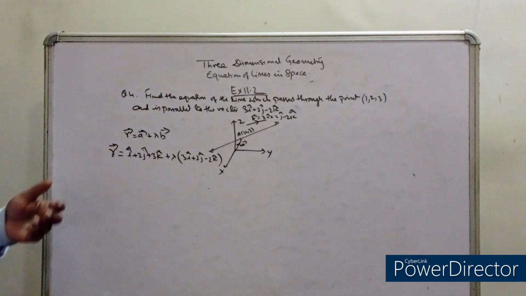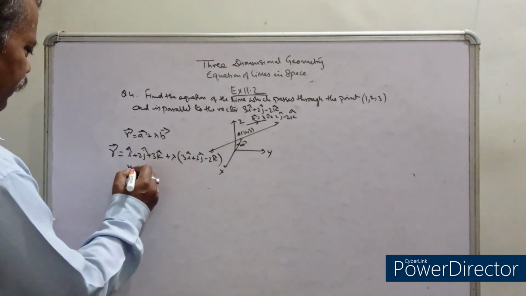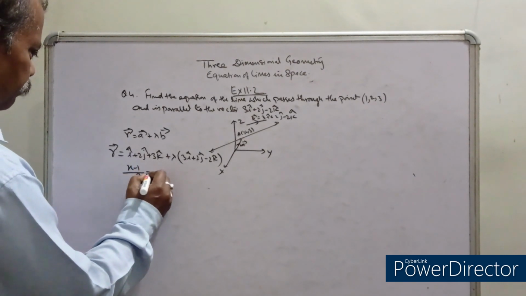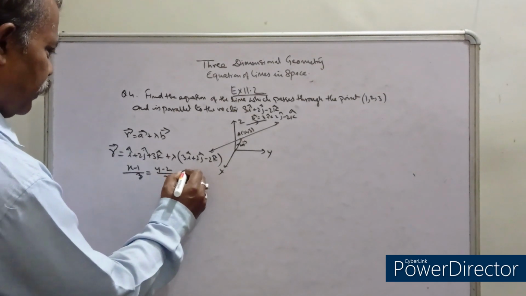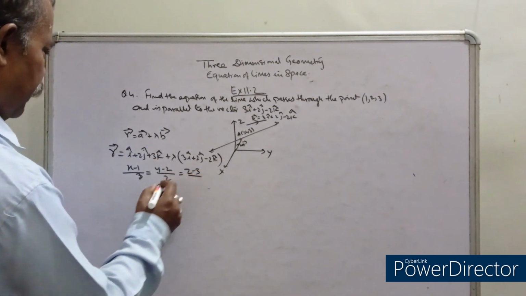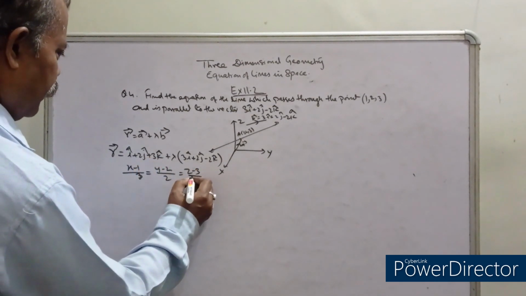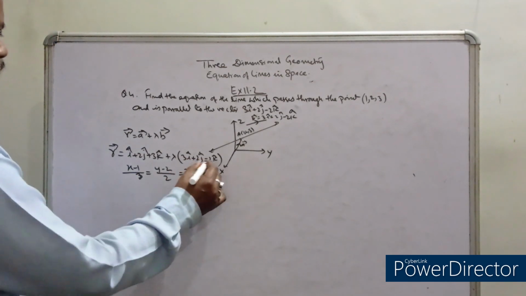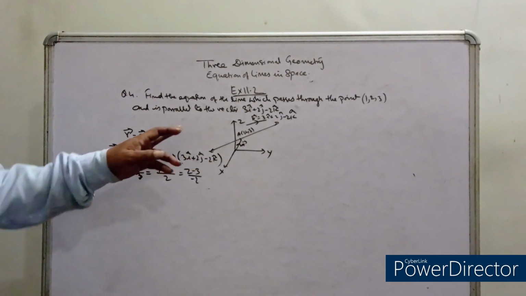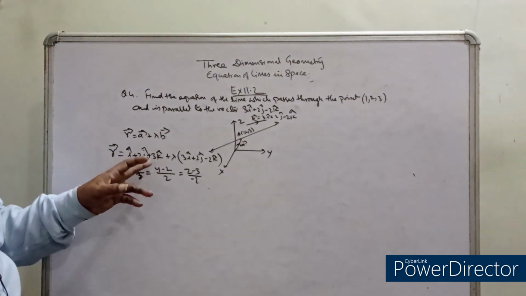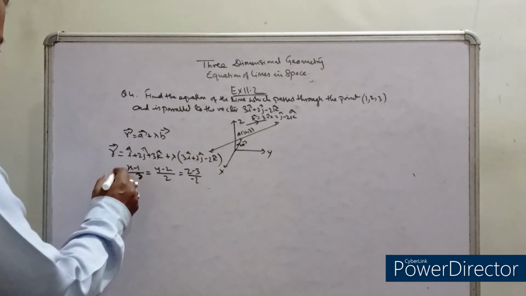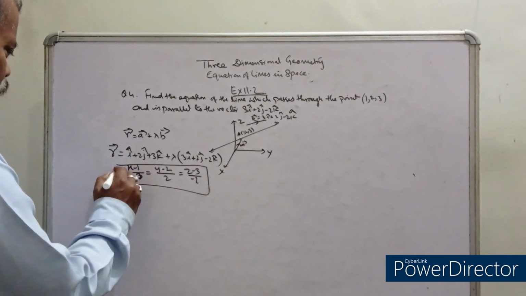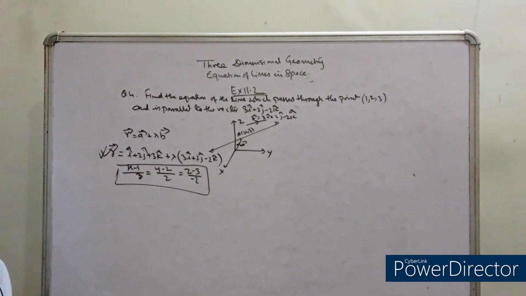You can write this in Cartesian form also. In Cartesian form, it will be (x minus 1) by 3 is equal to (y minus 2) by 2 is equal to (z minus 3) by minus 2, because these are the direction ratios of the b vector, and this is the point 1, 2, 3. So you can express it in Cartesian form also. Either you can express it in this form or in this form.